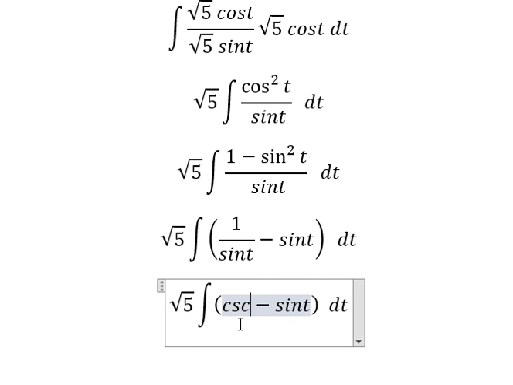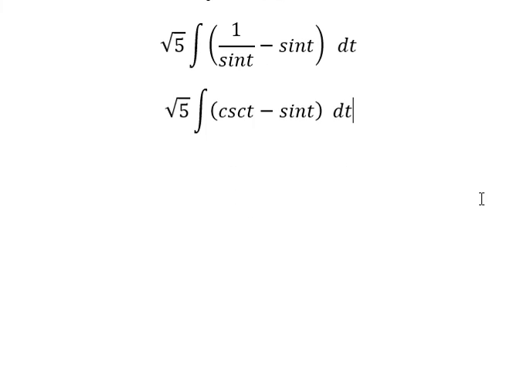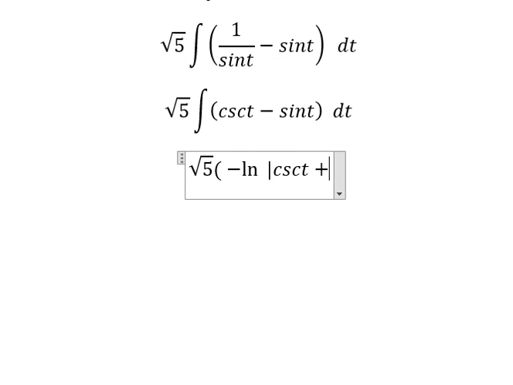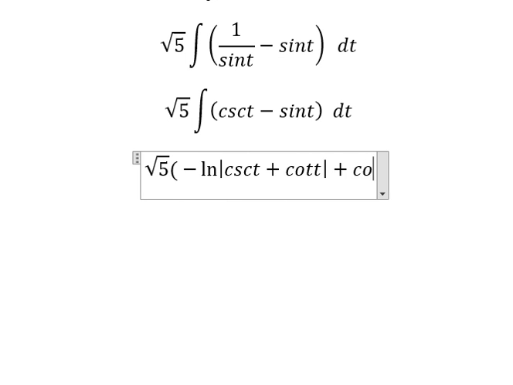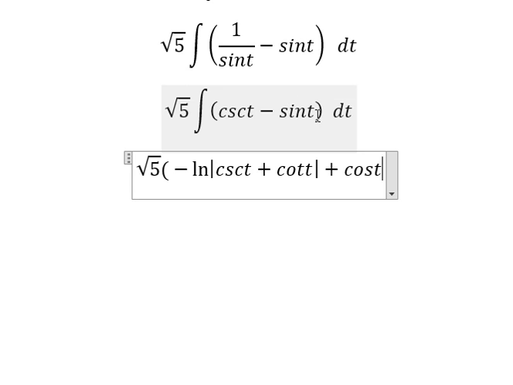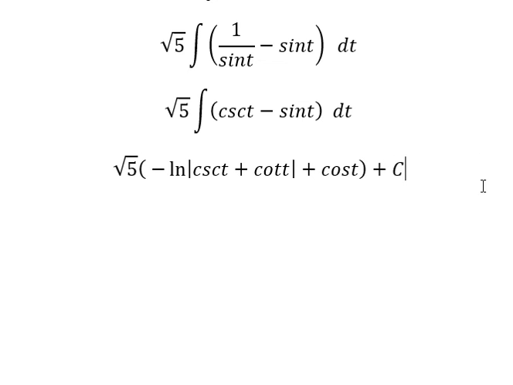This one you get cosecant of t. And now we have the final answer. The integration of cosecant of t, you get negative ln of the absolute value of cosecant of t plus cotangent t. The integration of sine t, you get positive cosine t, because the integration of sine t gives negative cosine t. Negative with negative, you get positive. And we put c in here.